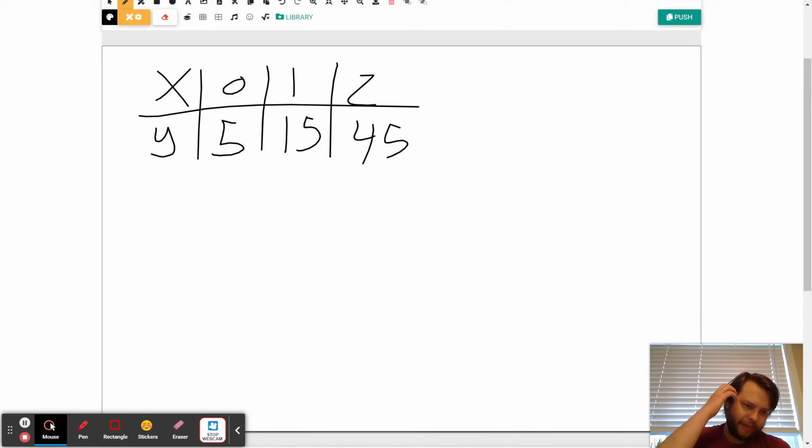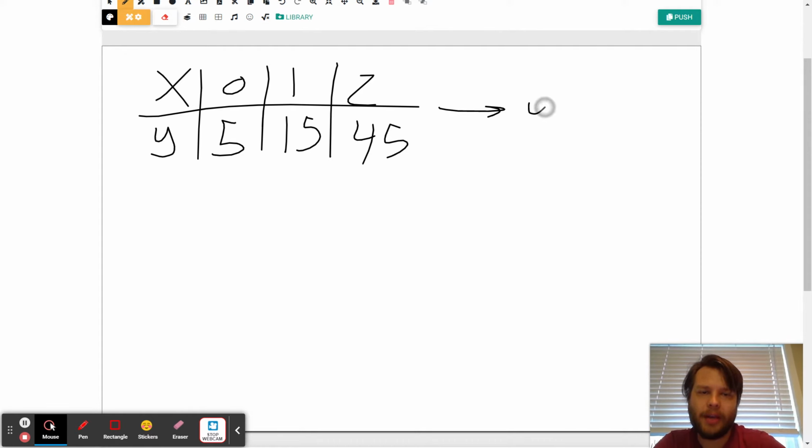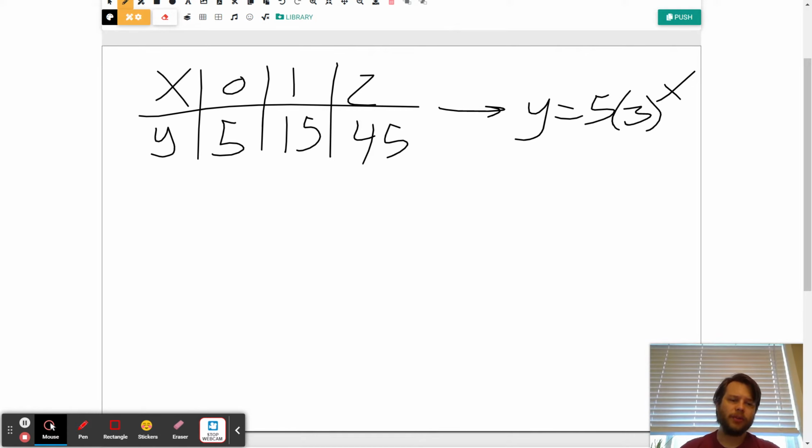You're like, okay, I know 5 times something, 5 times 3 makes 15. And then you double check. Does 15 times 3 make 45? Yeah, that's not a problem. And so for this one, we're able to write y equals 5 times 3 to the x. And most students are okay with that because they're comfortable with multiplying whole numbers.